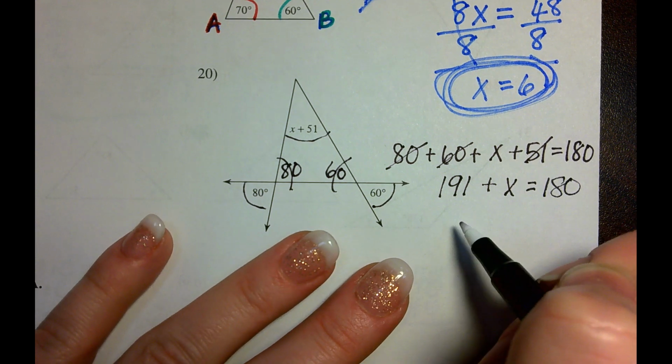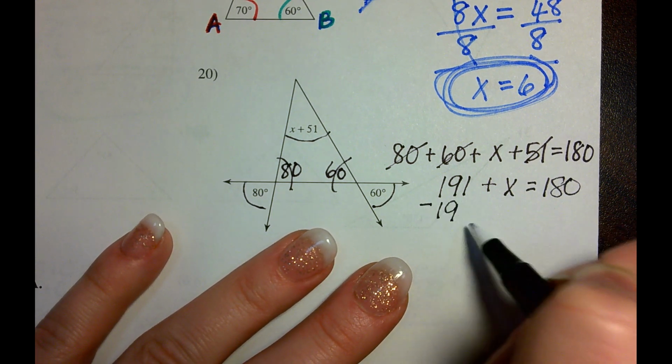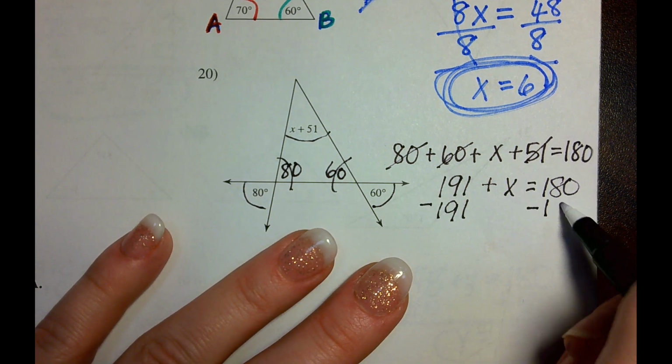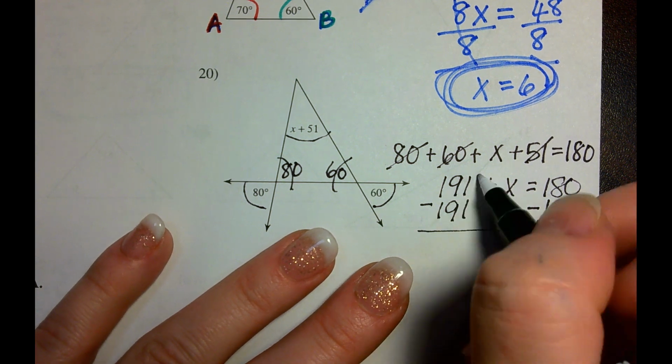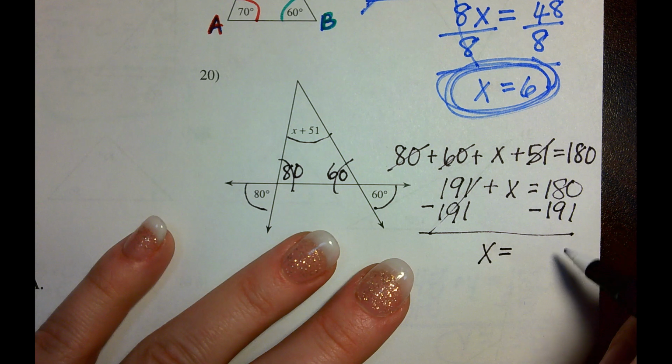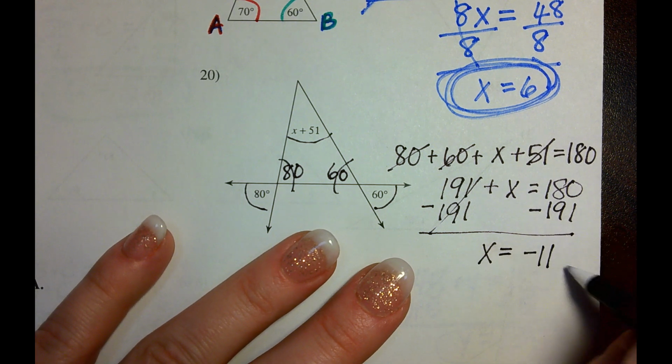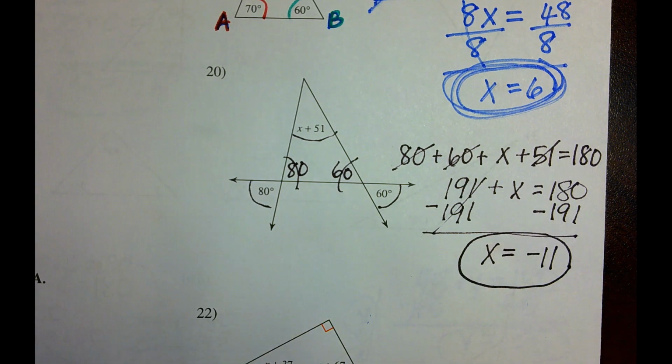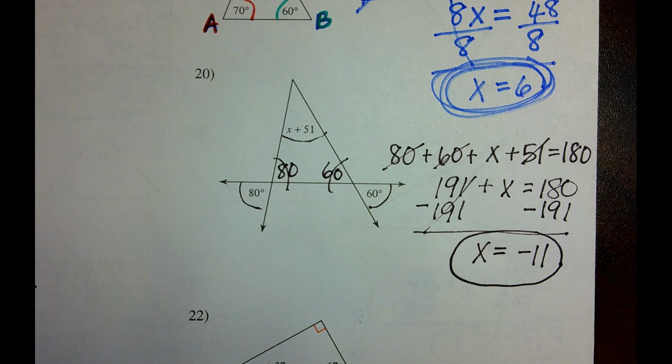See, that was the dirty job again. And we'll subtract 191 from both sides, and we're going to get a negative x. Negative 11, is that what everybody got? Yep. Negative 11. X is negative 11.